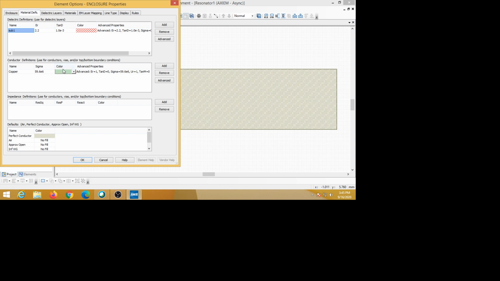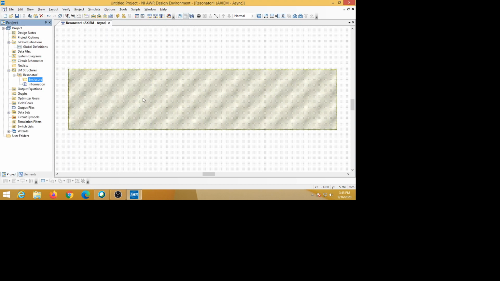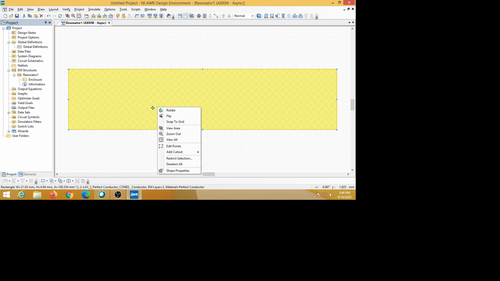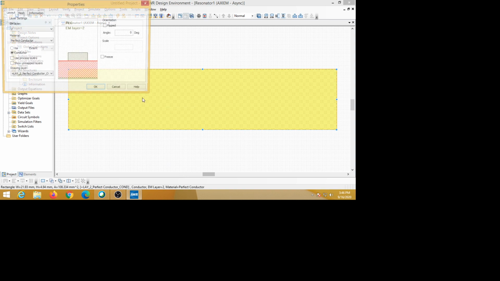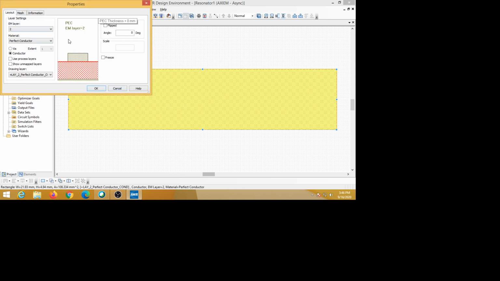So our structure, which we are drawing, should be in copper material, but the material appearing here is the perfect conductor material. So you should not take this one, you should change the material. To do that, double click over this, and the yellow color will come. Then right click, and there you will see shape properties. Click over shape properties. Then this window will appear.